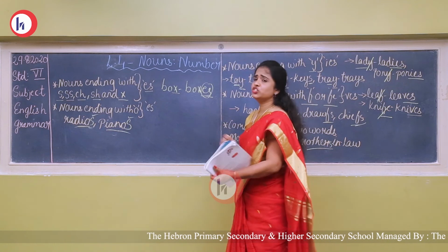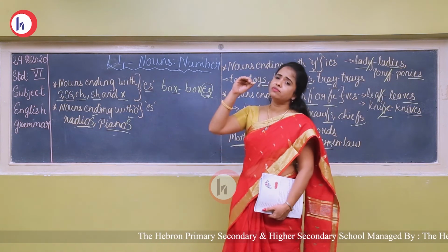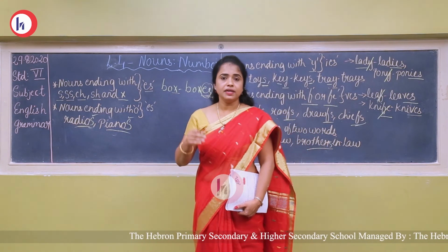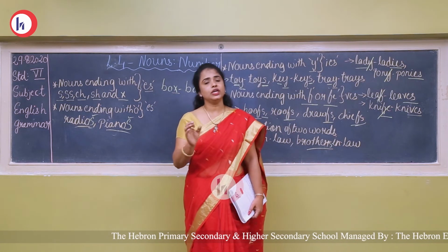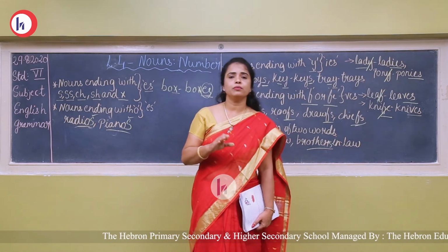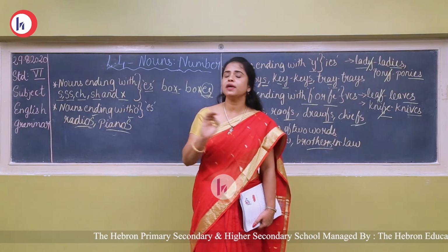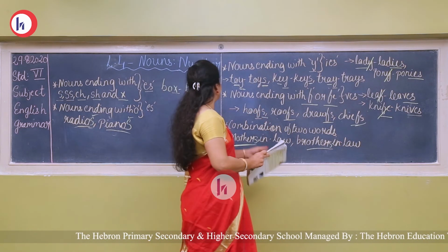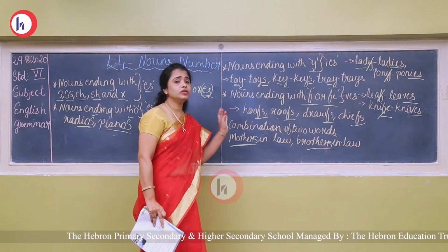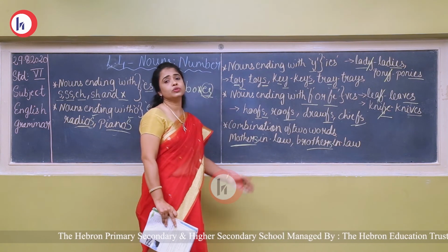Now there are some words too which have the same singular and plural forms. That is sheep, deer and fish. For these three words, both the singular and the plural are the same. You are not going to make any changes in this. Okay. So we are done with this lesson. You need to go through your textbook and understand all these rules.